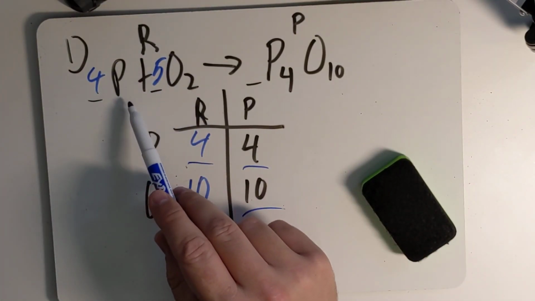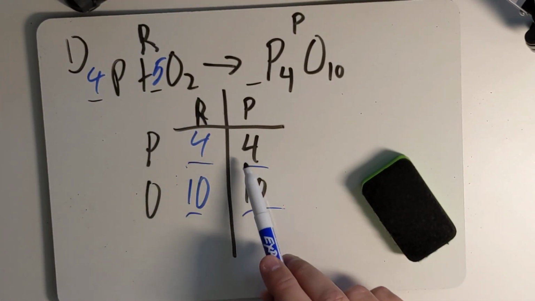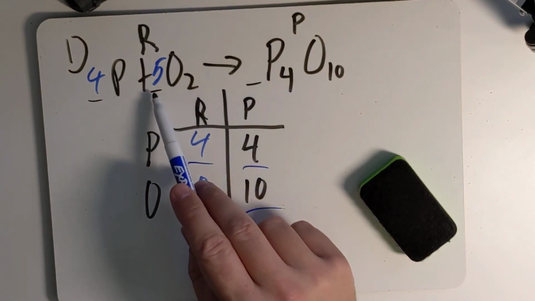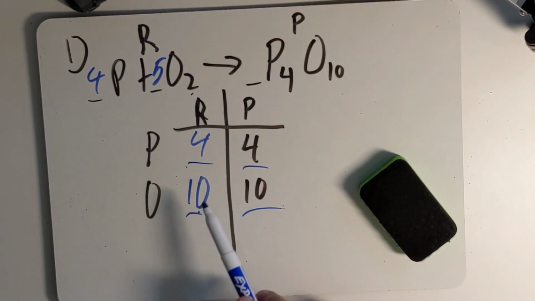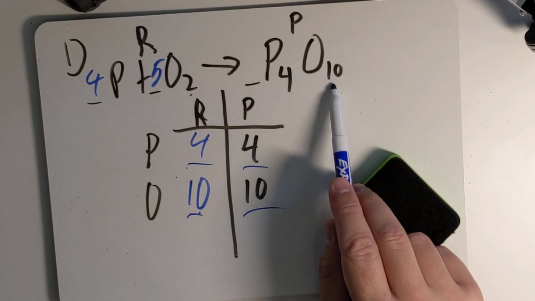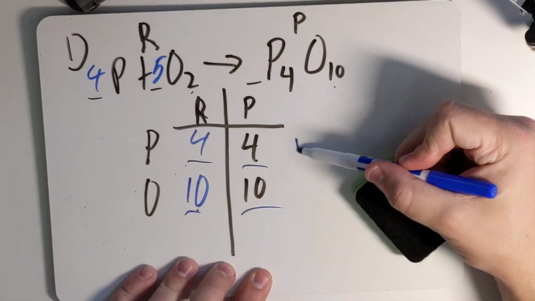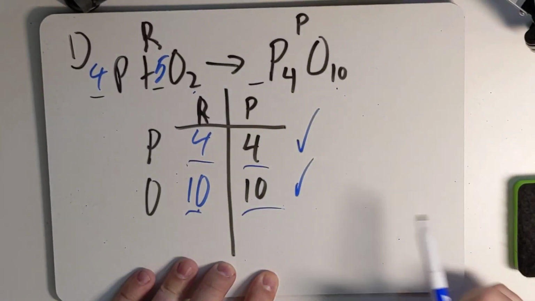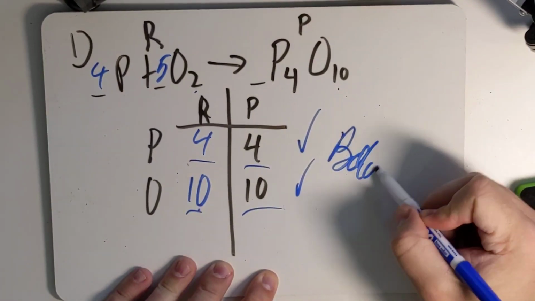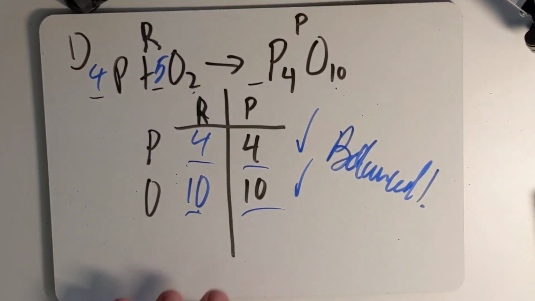So we have 4 phosphorus on either side. That's good. Then we have 10 oxygen here, that's good. And we have 10 oxygen there, that's good. These two are equal, these two are equal. That means all of this is balanced. Woohoo! Number 1 done.